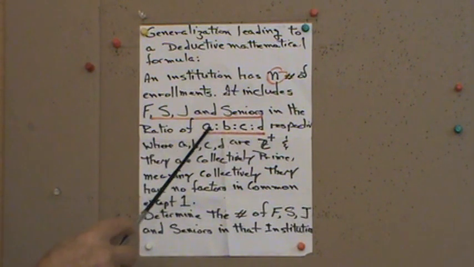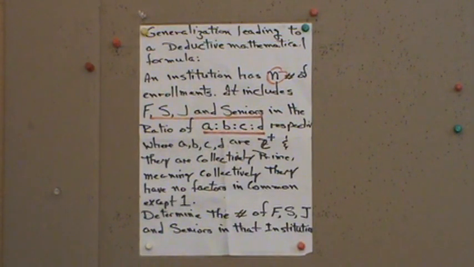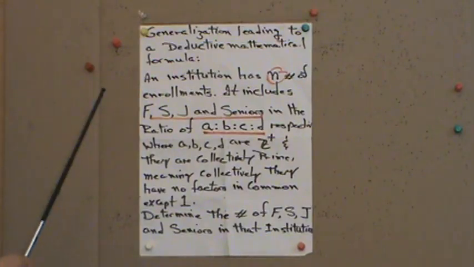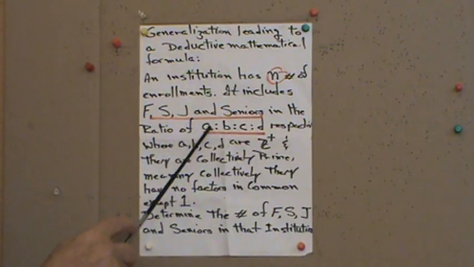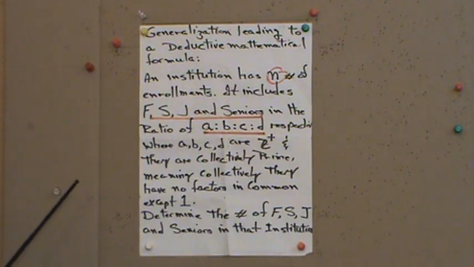And also A, B, C, and D are collectively prime. I use the word collectively prime rather than relatively prime, so that you don't get confused if two of them are not relatively prime. That means the only number that divides all these A, B, C, and D is 1. No other number divides them. If there is any other number that divides all of them, then we have to divide all of them by that number. Then we call that a unit ratio. You remember that one?